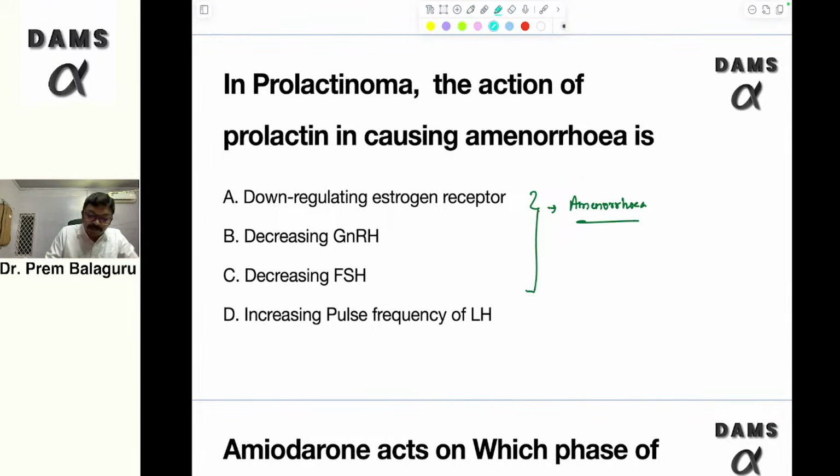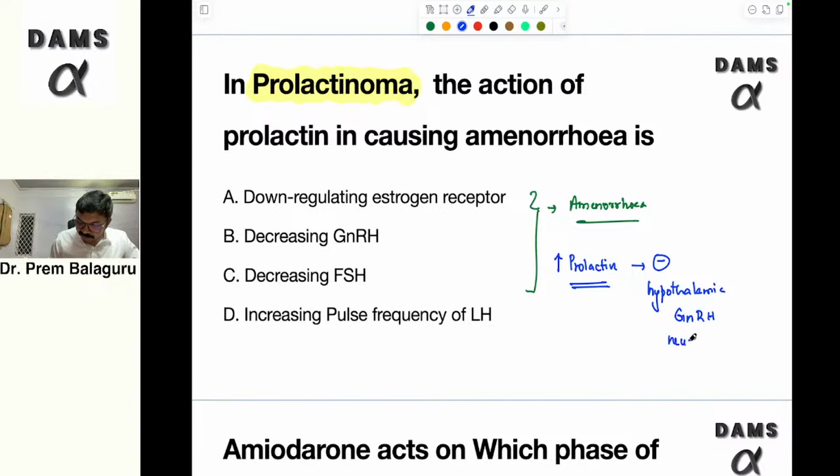But the question is pretty clear. The question asks about a condition where the subject is experiencing prolactinoma. In this situation, what could be the reason behind amenorrhea? So here it is all about excess of prolactin. Every time there is excess of prolactin, or even prolactin at normal levels, this is the response, guys. Prolactin has an inhibitory effect over hypothalamic gonadotrophin releasing hormone producing neurons. If these neurons are suppressed by prolactin, there is going to be no GnRH release.